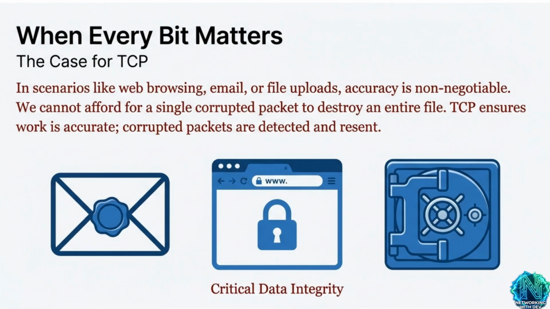In many of our daily digital tasks, like web browsing, sending an email, or performing large file uploads, accuracy is absolutely non-negotiable. We cannot afford for even a single corrupted packet to destroy an entire file or garble a critical message. As we saw in the accuracy versus agility scale, TCP is the reliable heavyweight because it provides that essential critical data integrity. It ensures that your work remains accurate by constantly monitoring the transmission.